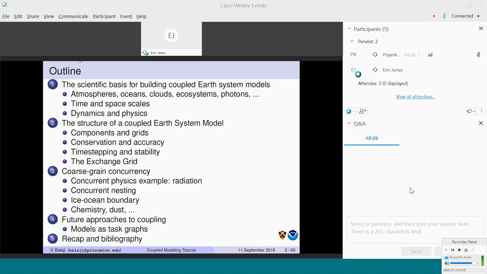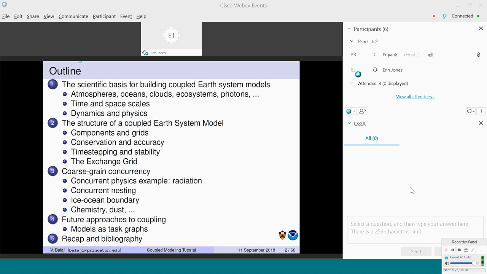So I'm going to give an overview of first the scientific basis of building coupled Earth system models. I'll give a brief introduction of what it is we're trying to do and why we go after coupled modeling. There's a lot of things: the atmosphere, oceans, clouds, ecosystems, and photons getting radiative transfer from solar radiation, which is what drives the whole thing eventually. There's a lot of time and space scales involved, which makes the coupling problem rather hard, because you have to think about some problems which require simulations over thousands of years, and then other problems which take place in seconds, and we have to model them all for certain classes of problems.